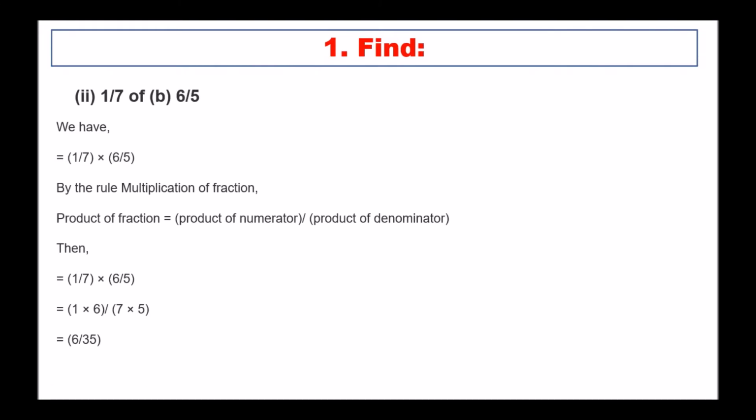Next, 1 upon 7 of 6 upon 5. Same way we will do by the rule of multiplication of fraction. First we will multiply the numerators, that is 1 and 6. Divide by denominator, that is 7 and 5. So 1 into 6 is 6 and 7 into 5 is 35. So the answer is 6 upon 35. Next, 1 upon 7 of 3 upon 10. Same way we will do by the rule of multiplication. So 1 into 3 is 3 and 7 into 10 is 70. So the answer is 3 upon 70.